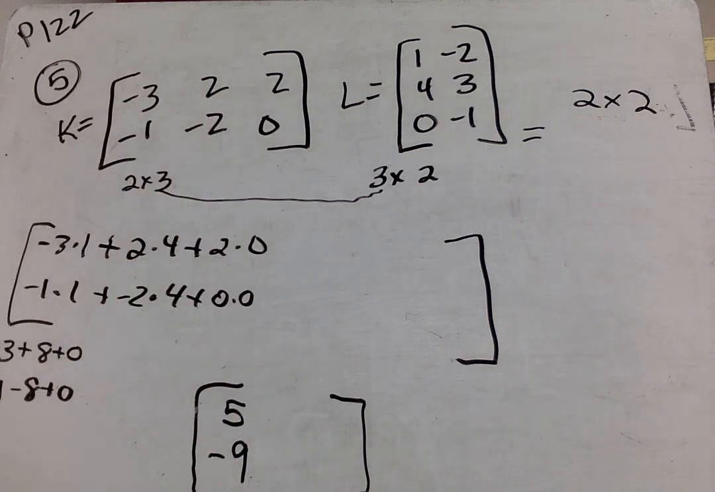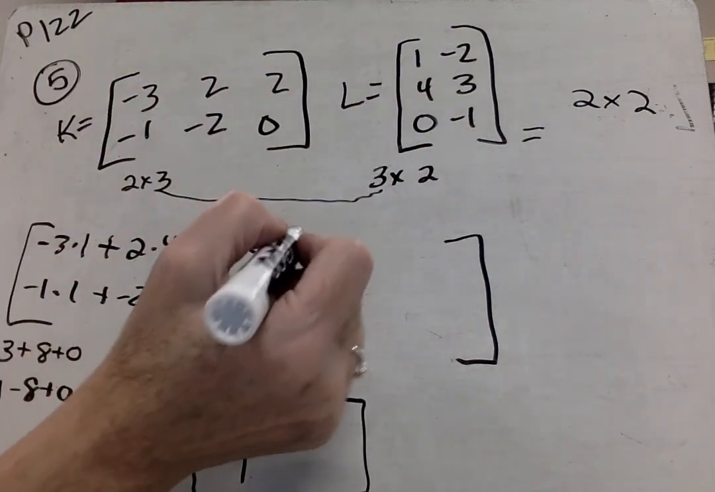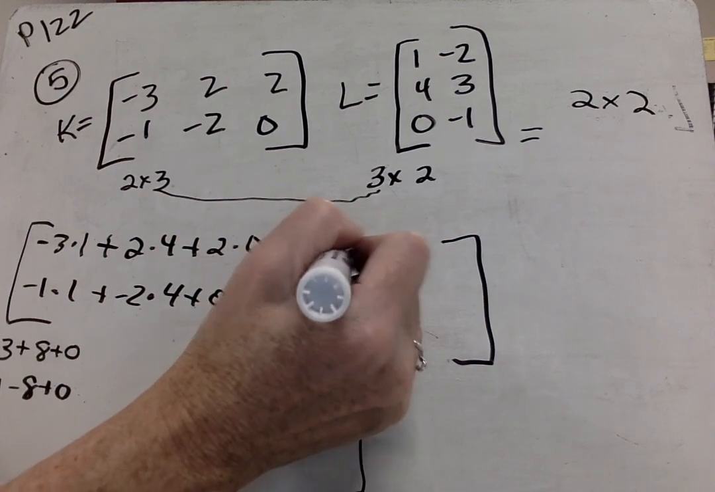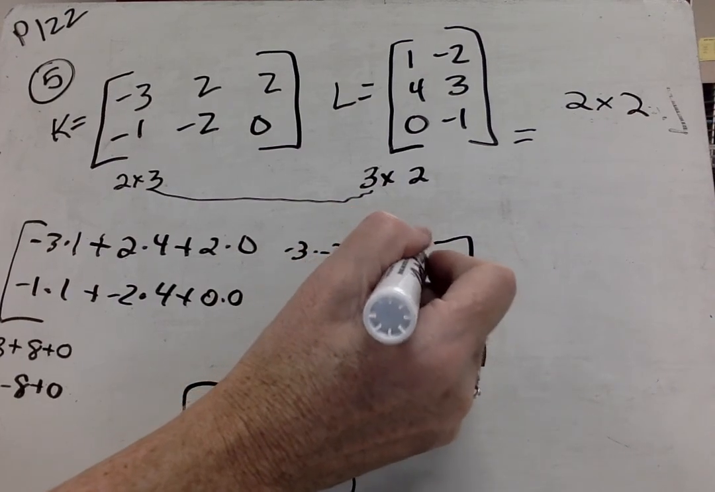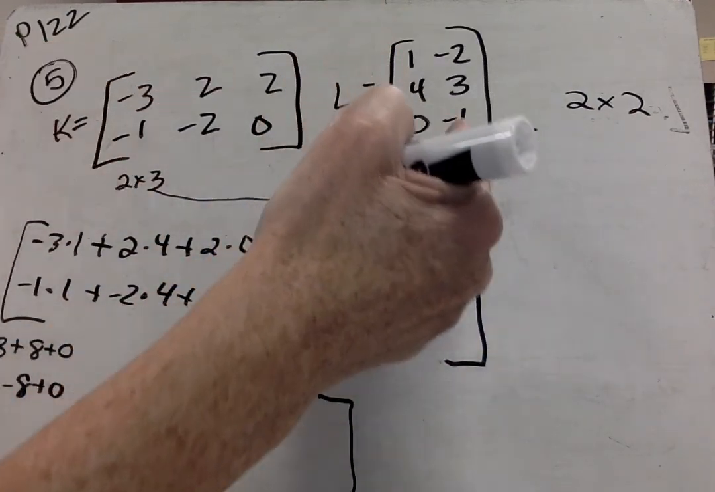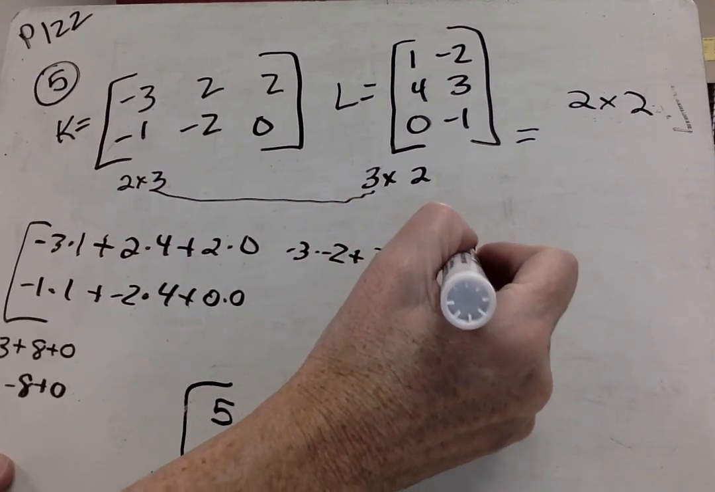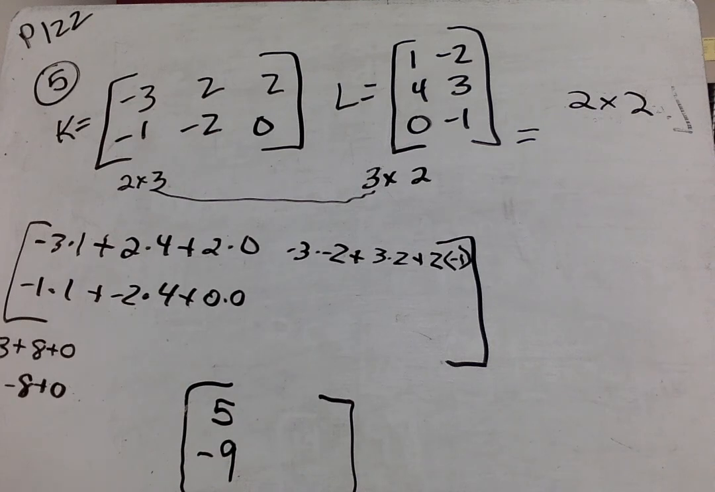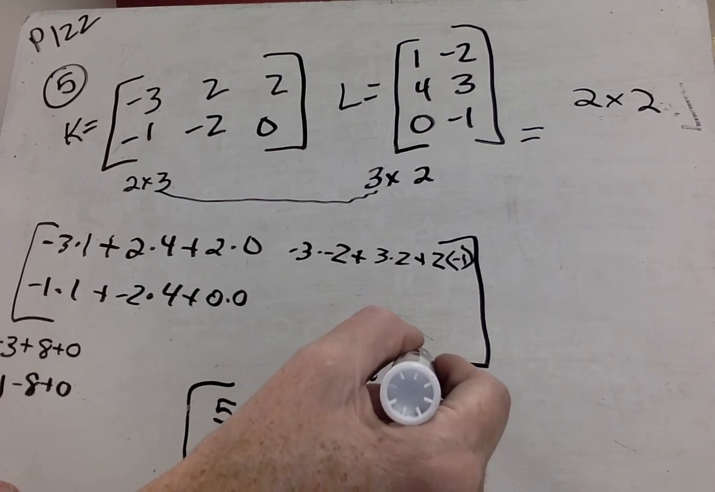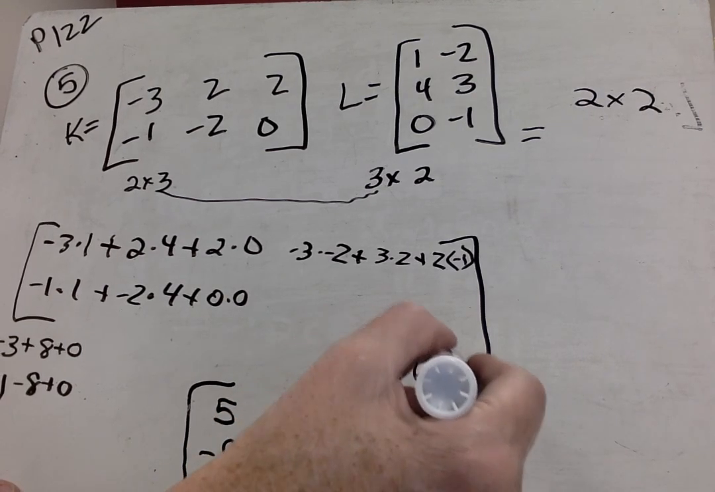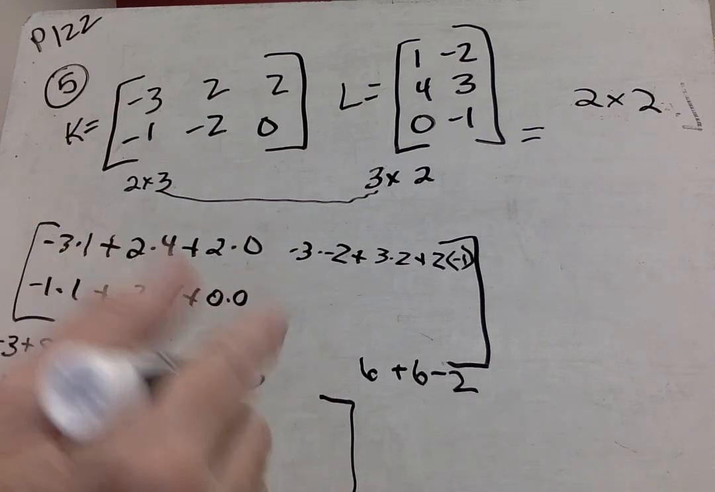Okay? So now we want to figure out our other two elements there. When we multiply those out, we're going to go our top number, -3 times -2 plus 3 times 2 plus 2 times -1. Okay, so -3 times -2 is 6, plus 6, plus negative 2, I'm just going to put minus 2. 6 plus 6 is 12. Minus 2 would give me 10.